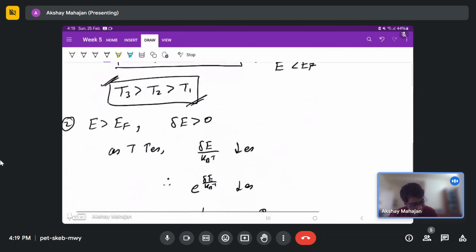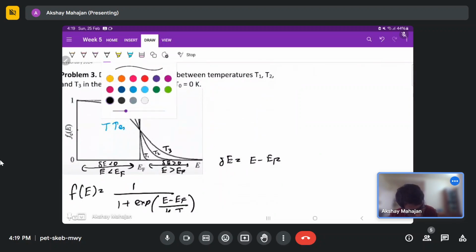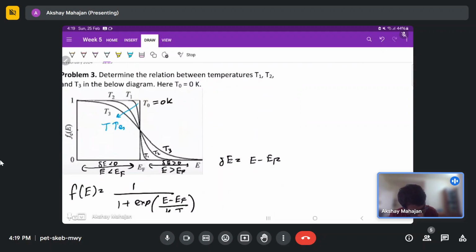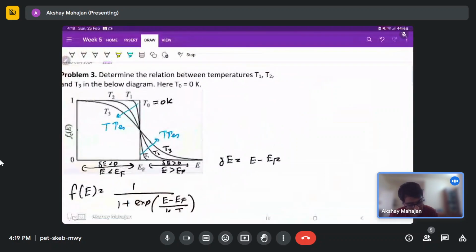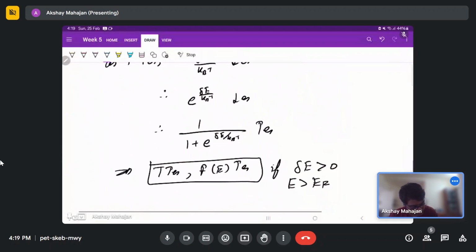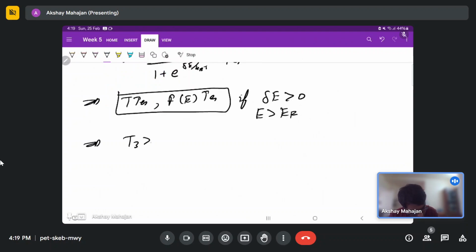So in this range, the Fermi-Dirac distribution should increase as temperature increases. You can see that here for T equals 0 Kelvin, for E greater than EF, the Fermi-Dirac distribution was 0, but now it is increasing. So this is the direction of increasing temperature, and beyond EF, this is also the direction of increasing temperature. So from here also we will get the same answer, that T3 is greater than T2 greater than T1.